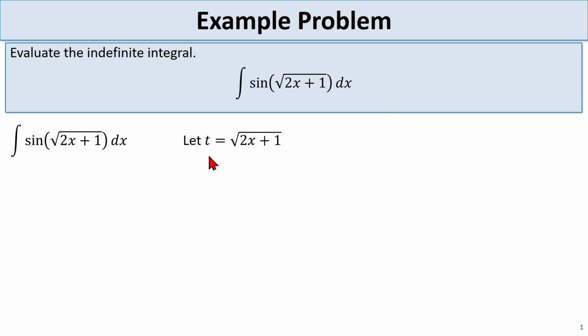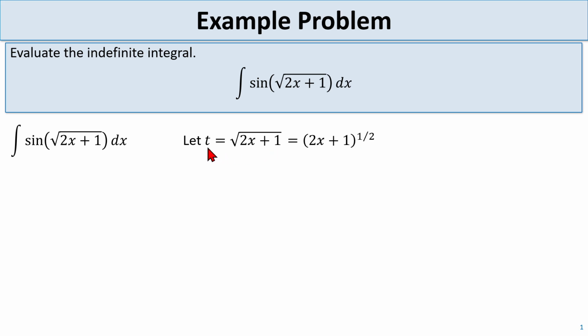So I'm going to go ahead and let t equal the square root of 2x plus 1. The reason I'm using t instead of the more common substitution of u is that I'm going to want to use the letter u when I do integration by parts later. The square root of 2x plus 1, of course, is the same as having a 1/2 power.